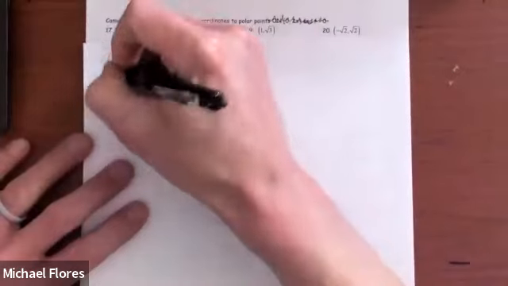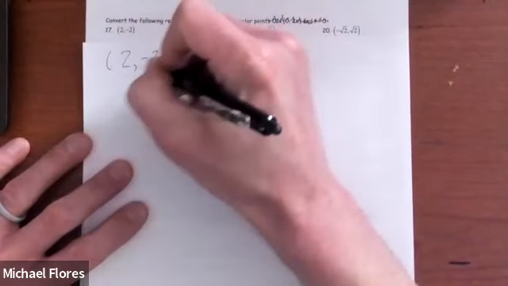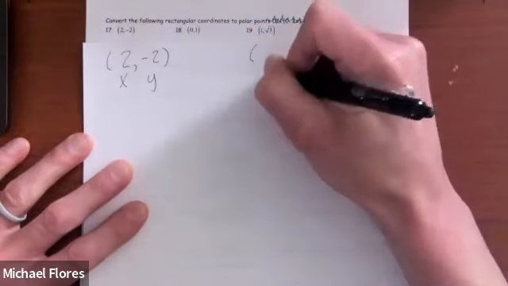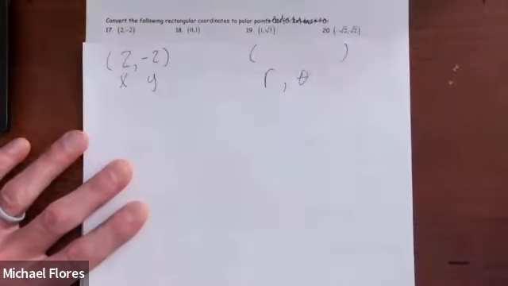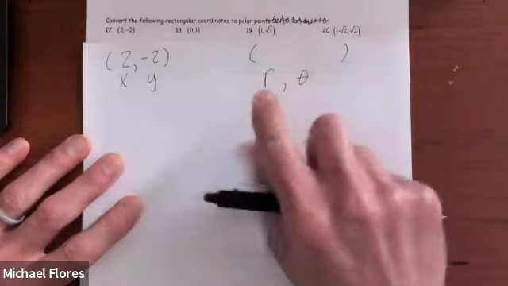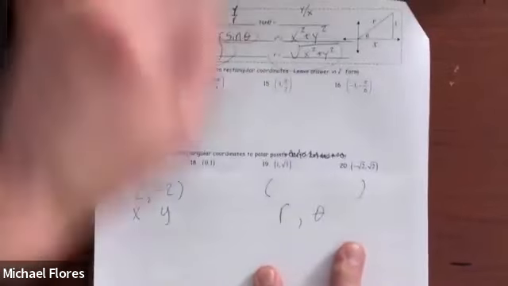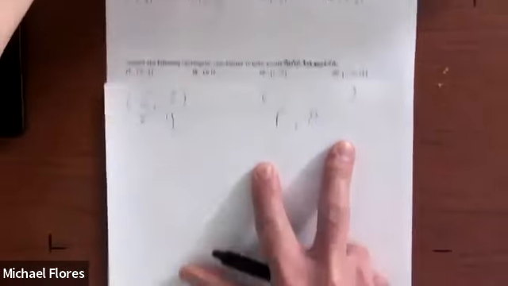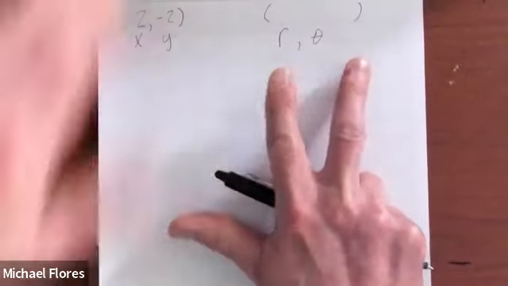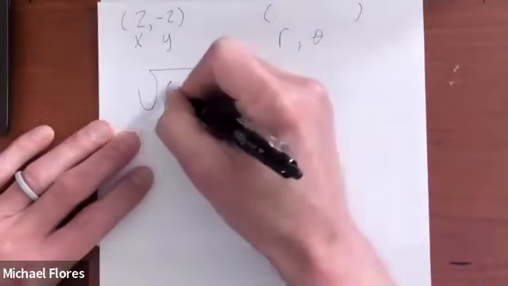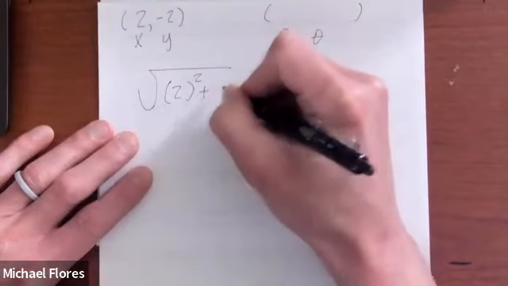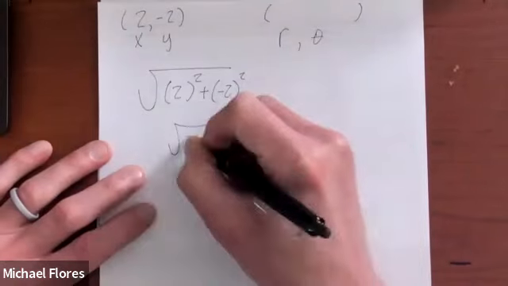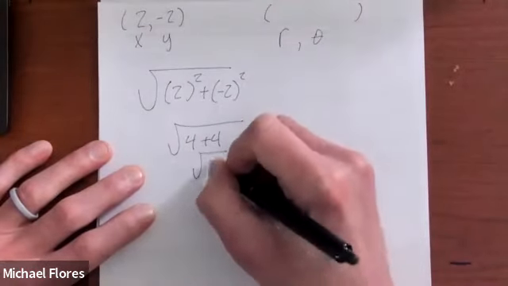So we're going to take (2, -2). Remember, those are x and y coordinates. We need to convert them to a radius and an angle. So let's start with radius. In that formula up here, in order to find radius, we have to do the square root of x squared plus y squared. So square root of our x value squared plus our y value squared. 4 plus 4, square root of 8.